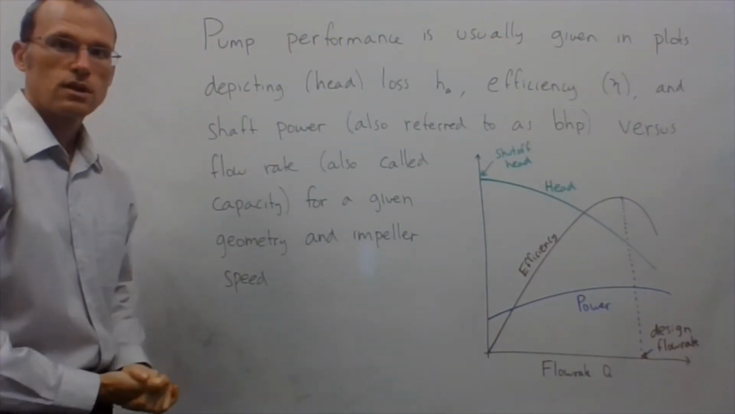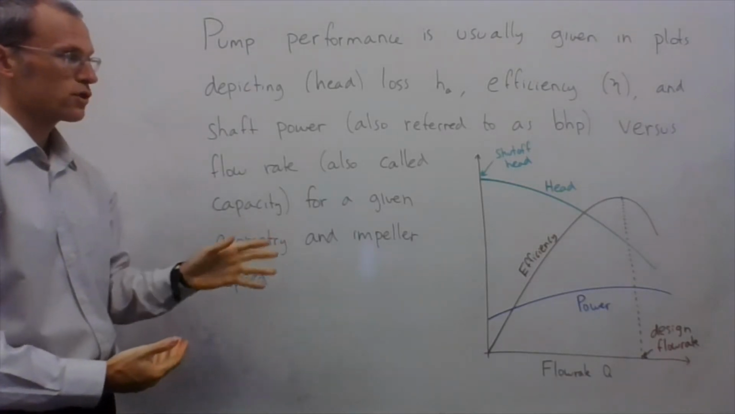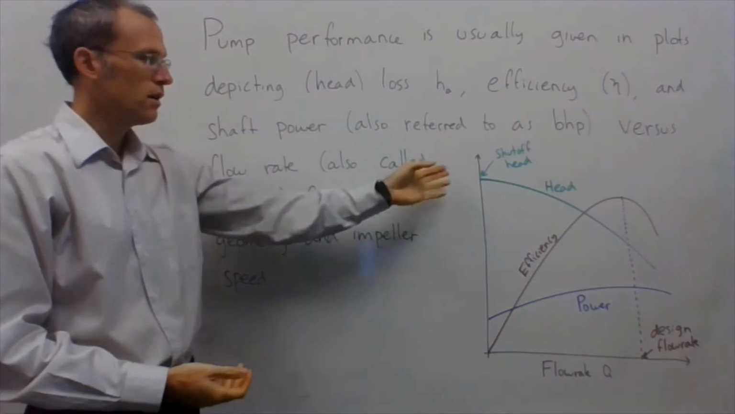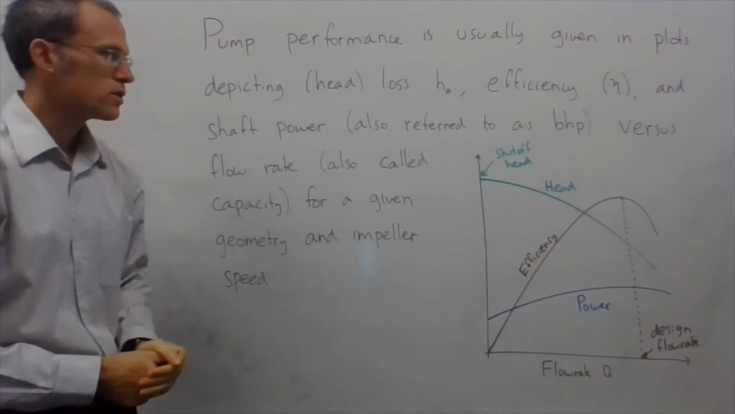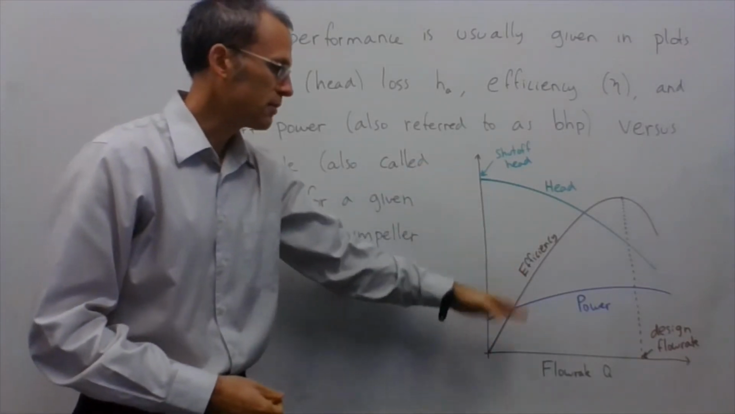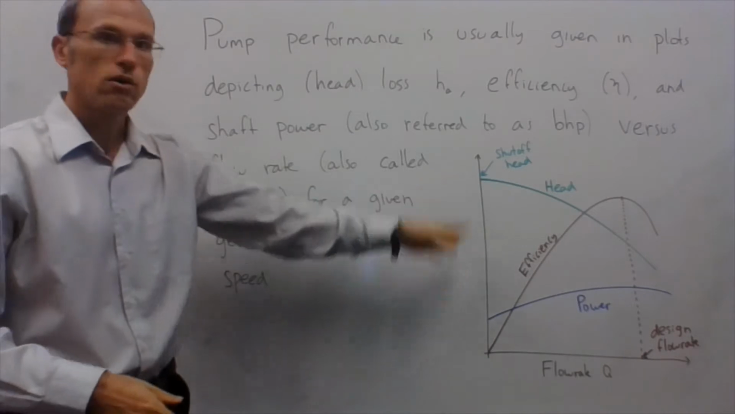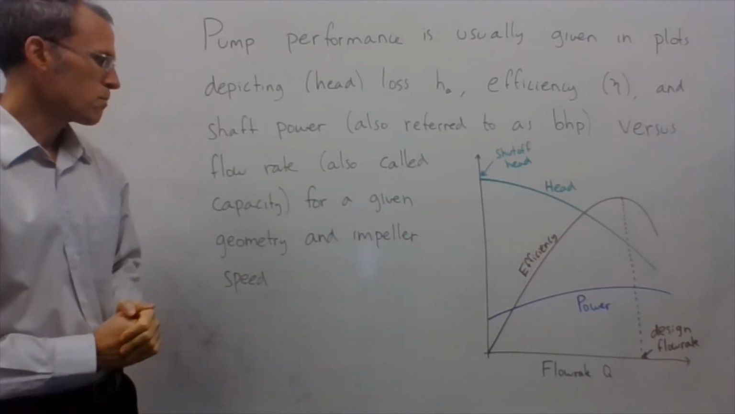So the pump performance, as mentioned last lecture, is generally given by performance curves that show the relationship between the head, the efficiency, and the power, all versus flow rate. So how the head depends on flow rate, how the efficiency depends on flow rate, and how the power depends on flow rate. A lot of times you see these all presented as one graph, with all three curves on the same graph.